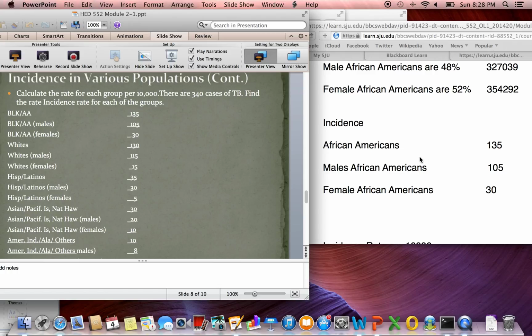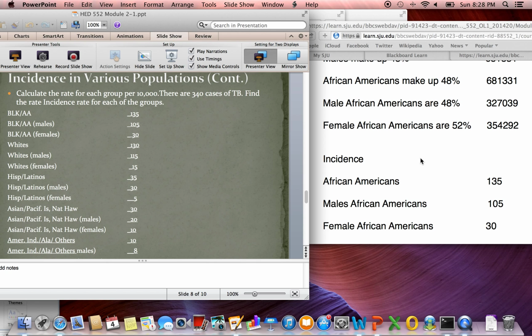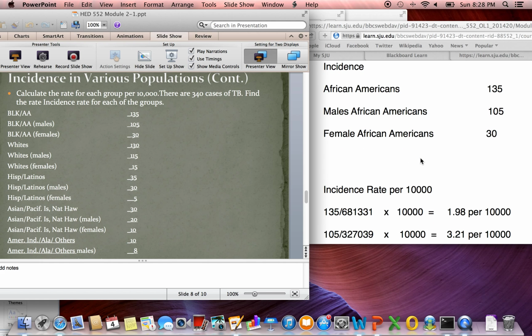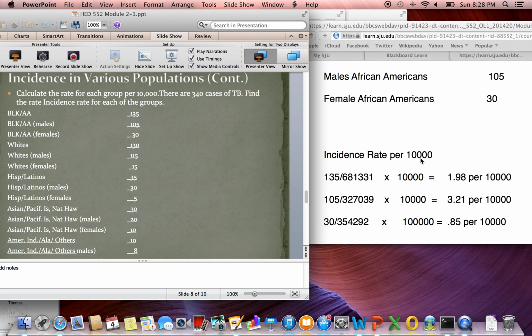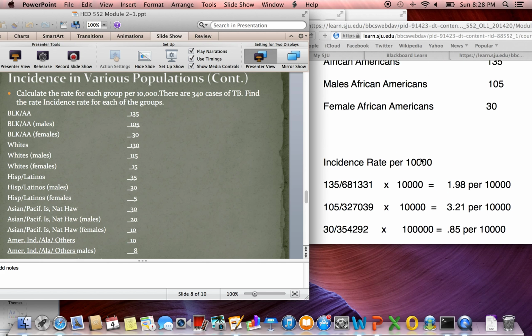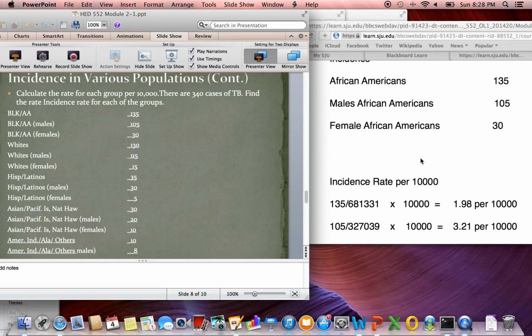All right, so we have the number of new cases, and we have the number of people within each one of those groups. So it's very important when you're calculating these out to make sure that we use the correct numerator and the correct denominator. If we're calculating the incidence rate for male African Americans, we want to make sure that the denominator is the population of male African Americans.